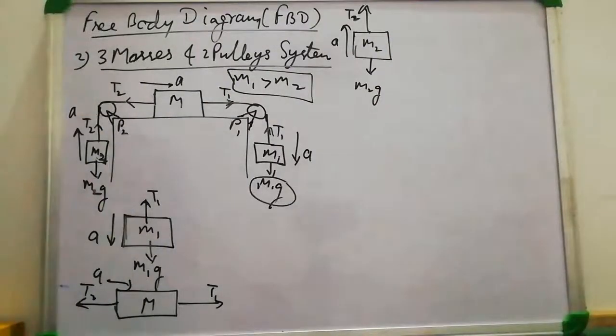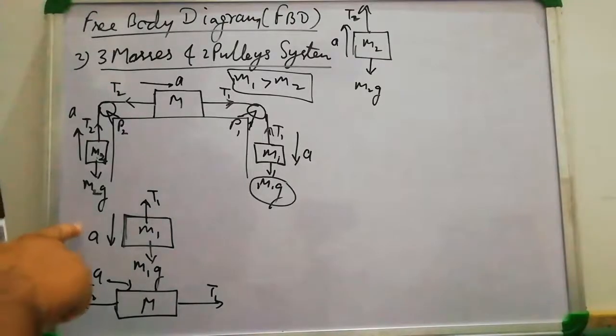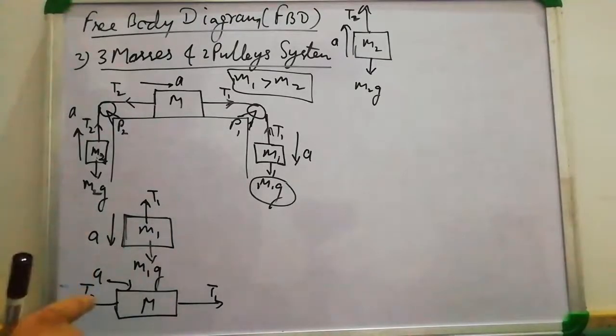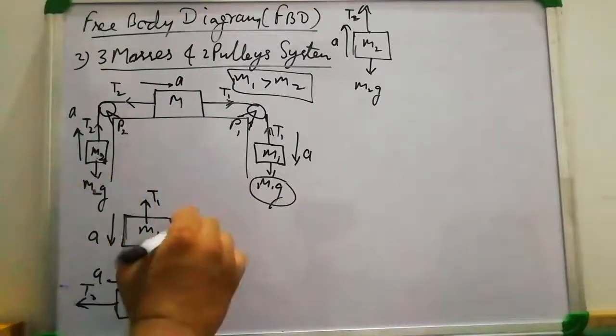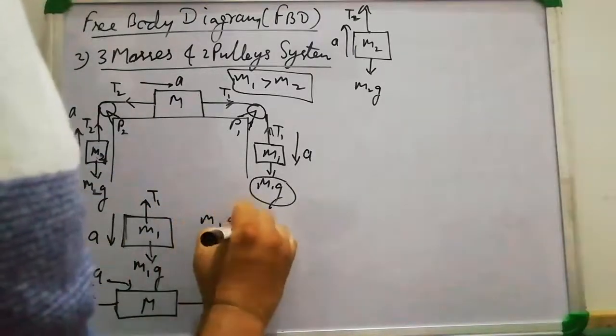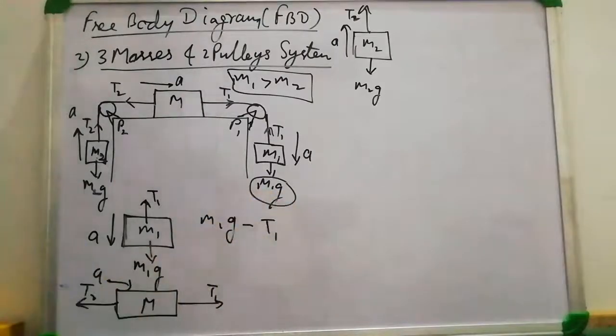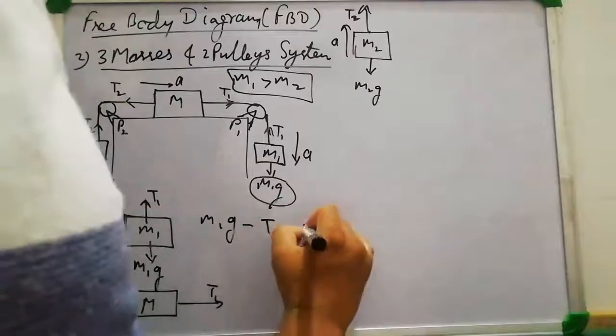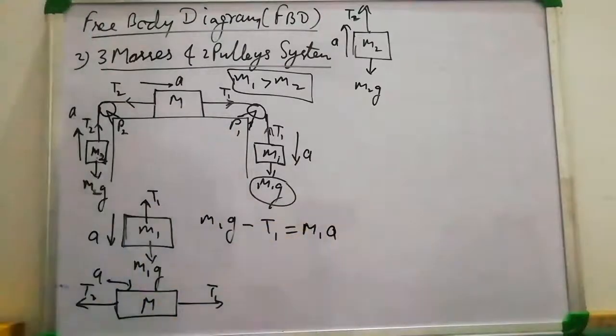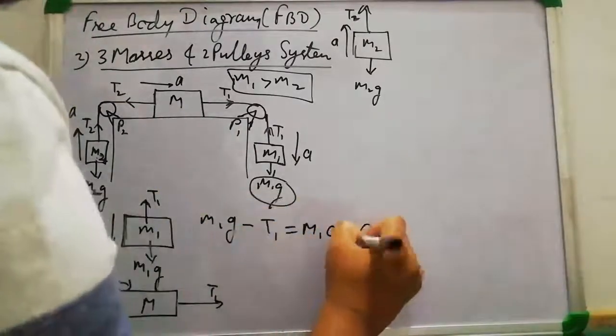Now let us create the equations. So if it is moving in vertical downward direction, that means the net force m1g minus T1 must be equal to m1 into a. This is our equation first.